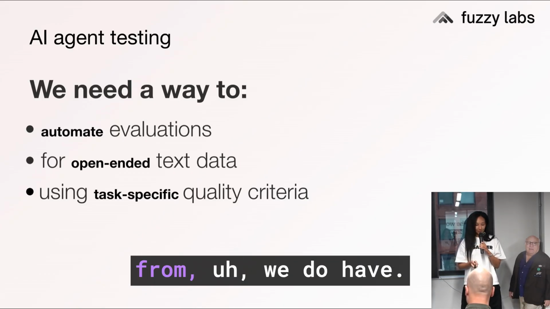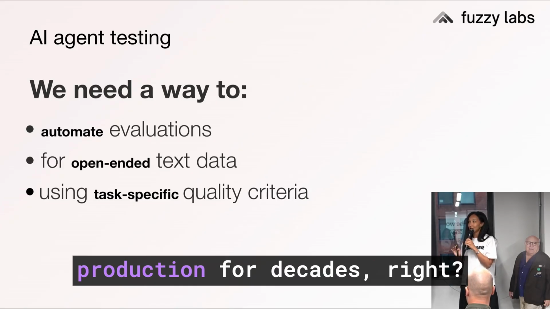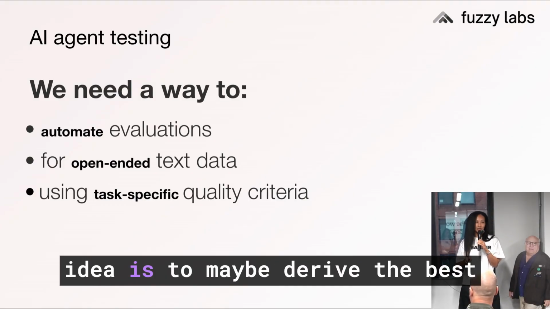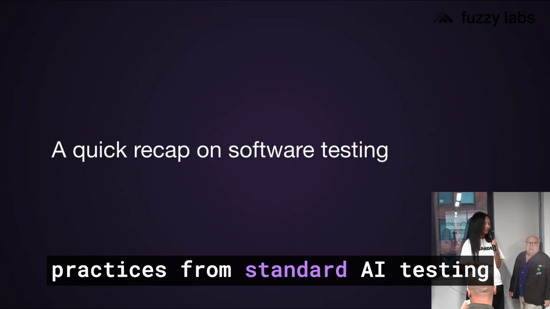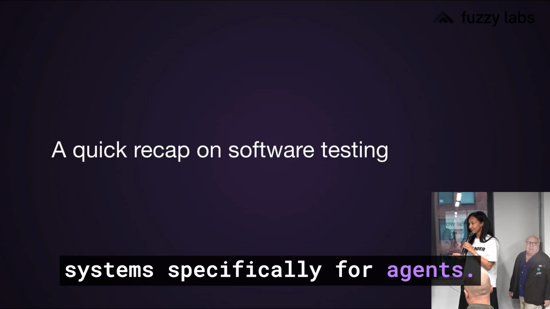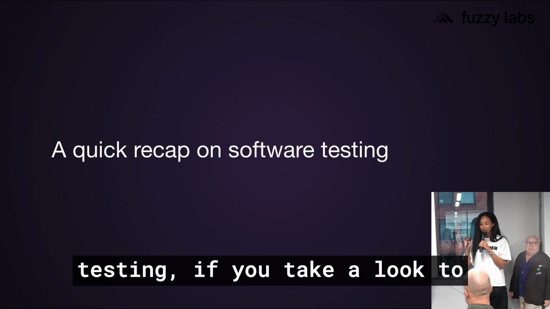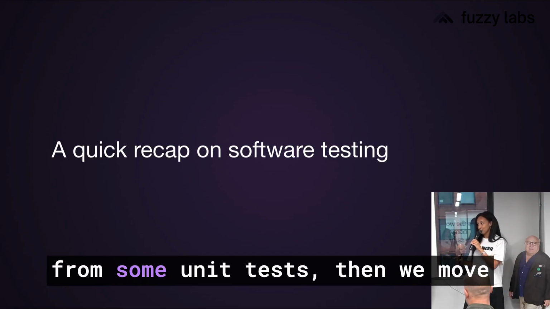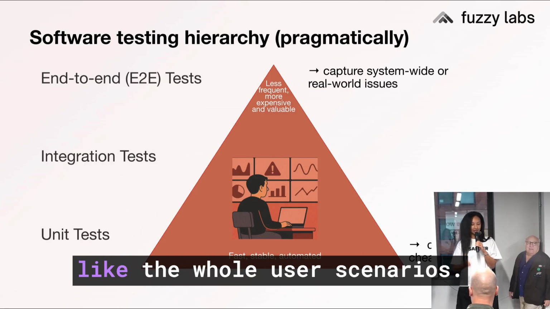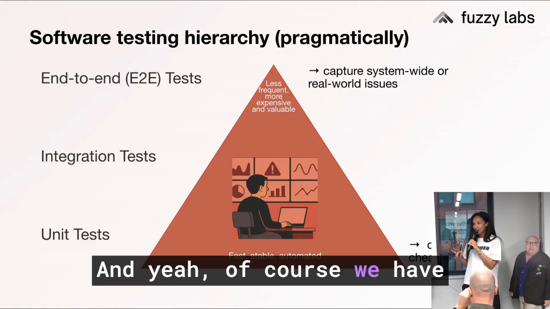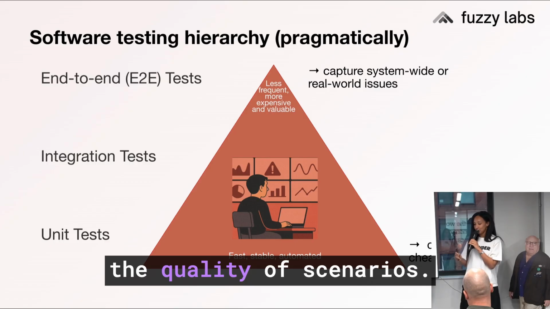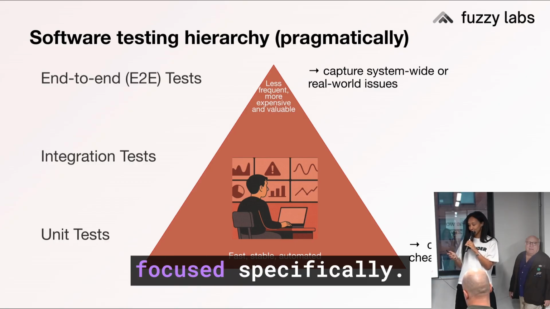So to start, we have had software systems in production for decades, right? So we have a lot of nice practices to test them. And my idea is to derive the best practices from standard software testing and try to apply them to Gen AI systems, specifically for agents. When it comes to software testing, if you look at it pragmatically, we always start from unit tests, then we move to integration tests, and finally we have end-to-end tests to see the whole user scenarios. And of course we have security tests and performance tests, but now I'm mostly focusing on the quality of scenarios, right? So just to be very focused specifically.